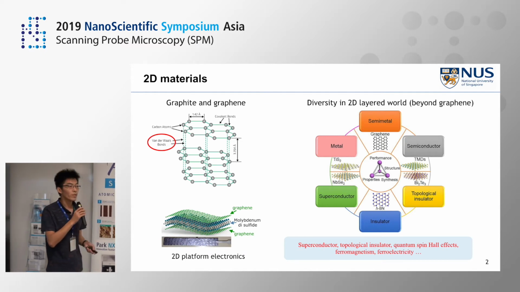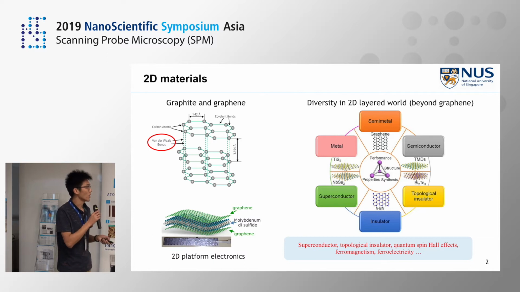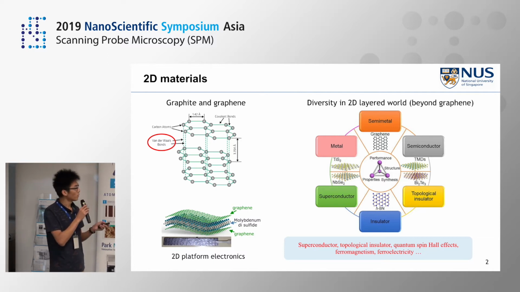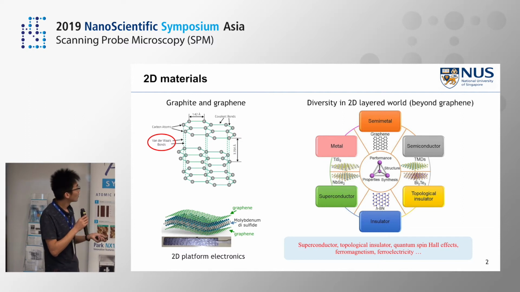As we know, graphene is the typical 2D material, and it can be peeled off from bulk graphite. Here is the structure of the graphene and graphite crystal structures. There are also many kinds of 2D materials like MoS2 and black phosphorus, and also many transition metal dichalcogenides.